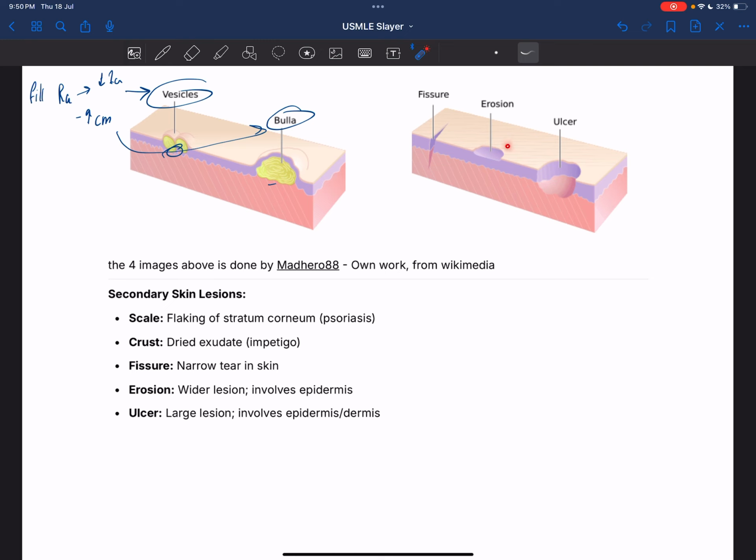Erosion. Erosion is a wide lesion, wider than a fissure, as you can tell. This is very narrow and this is very wide. But the erosion is not as deep as an ulcer. And that is the difference between erosions and ulcers. Erosions only involve the epidermis, meanwhile ulcers involve the full epidermis and parts of the dermis.